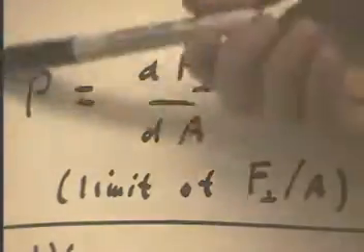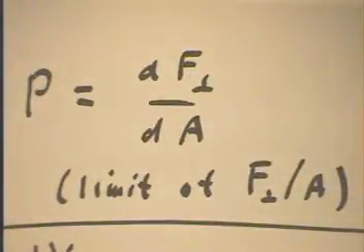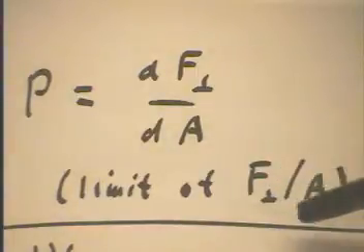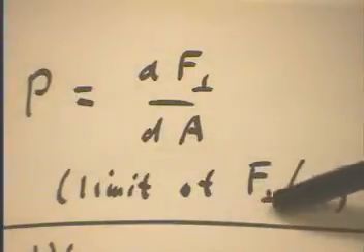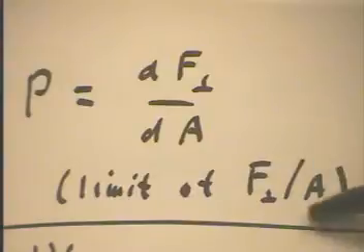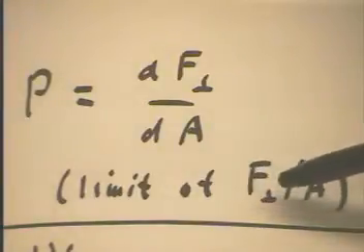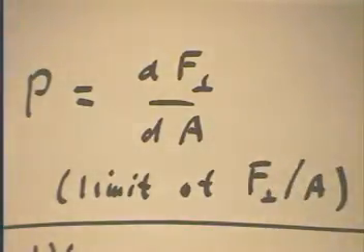And that pressure can of course vary from point to point, and often does. So it's a limiting value of F perpendicular over the area as the area approaches zero. Again, F is a force perpendicular to the surface.